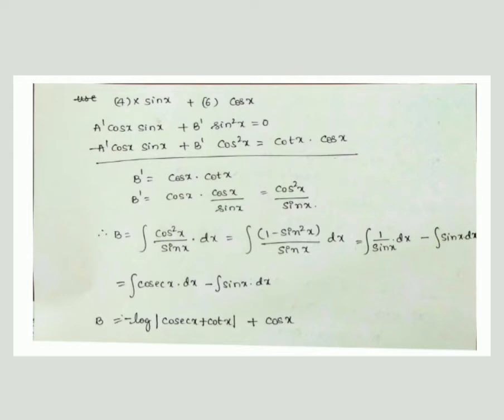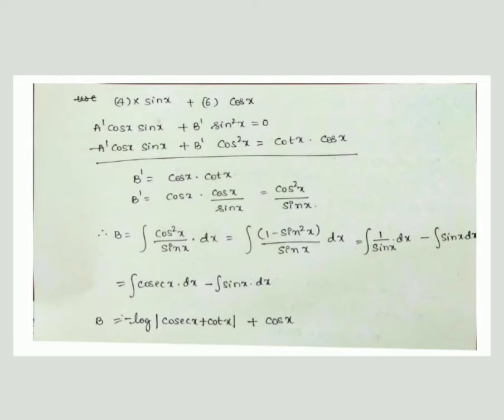So that is a dash into cos x into sin x plus b dash into sin square x is equal to 0 we will obtain. Again, minus a dash into cos x into sin x plus b dash into cos square x is equal to cot x into cos x. So now what? The first terms will get cancelled. Then for the second term we will obtain b dash only, because sin square x plus cos square x is 1. That is equal to the RHS, cos x into cot x. So that gives b dash is equal to cos x into cot x, which can be written as cos x by sin x, or otherwise cos square x divided by sin x. So that is b dash.